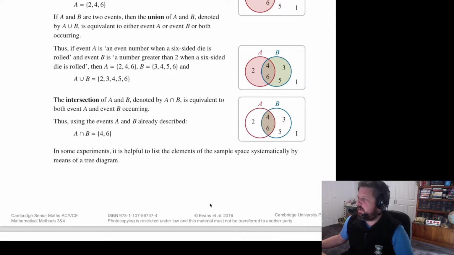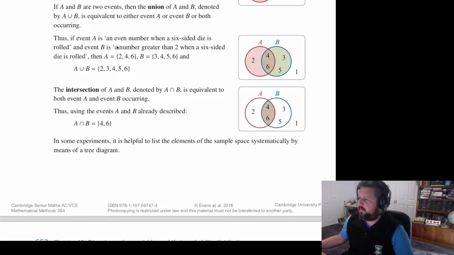Some other things that we can talk about. So you could be asked to find an even number when a six-sided die is rolled, that is event A, and event B being a number greater than 2 when a six-sided die is rolled. Obviously you can list out each of those events. Event A was the even numbers, event B was the numbers greater than 2.